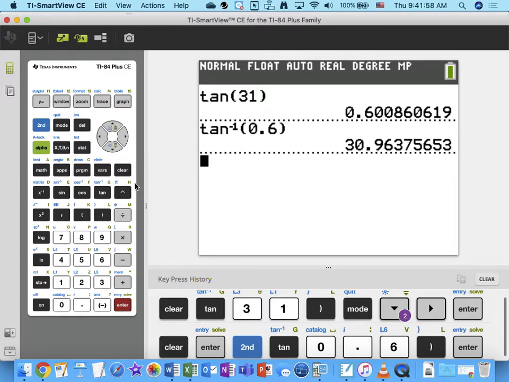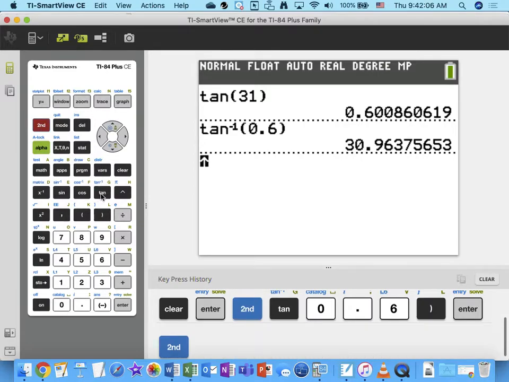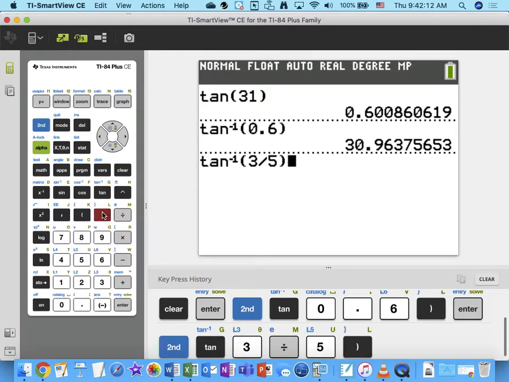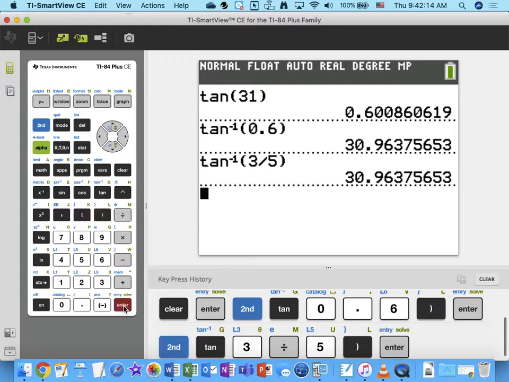Okay? Now, by the way, you don't have to enter it in as a decimal. We knew that it was a 3:5 ratio. You could also go like this: inverse, tan inverse, 3 divided by 5, and enter in the actual ratio itself. You're going to get the same thing.